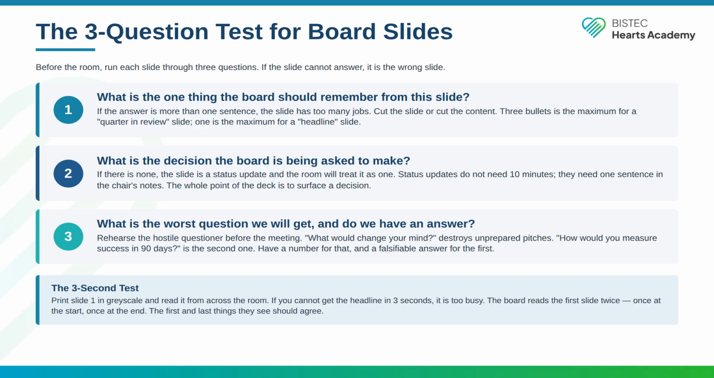Question 1. What is the one thing the board should remember from this slide? If the answer is more than one sentence, the slide has too many jobs. Cut the slide or cut the content. 3 bullets is the maximum for a quarter in review slide. 1 is the maximum for a headline slide.